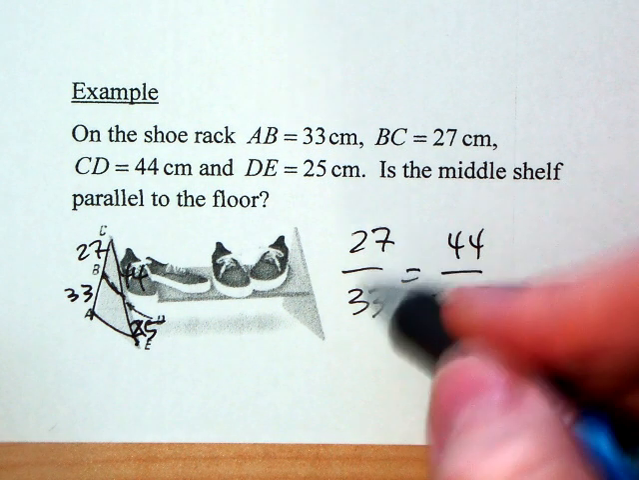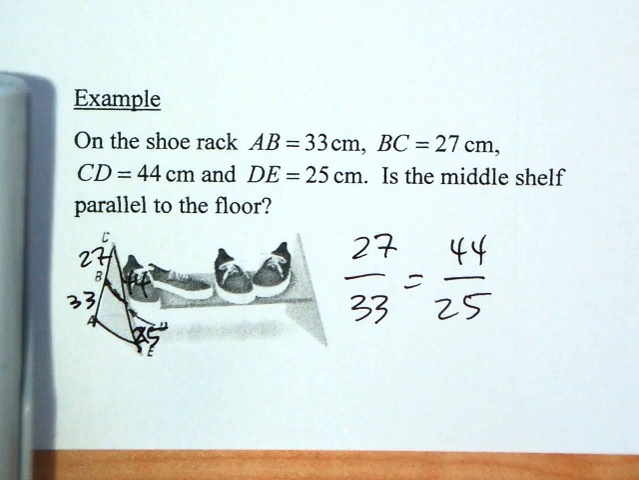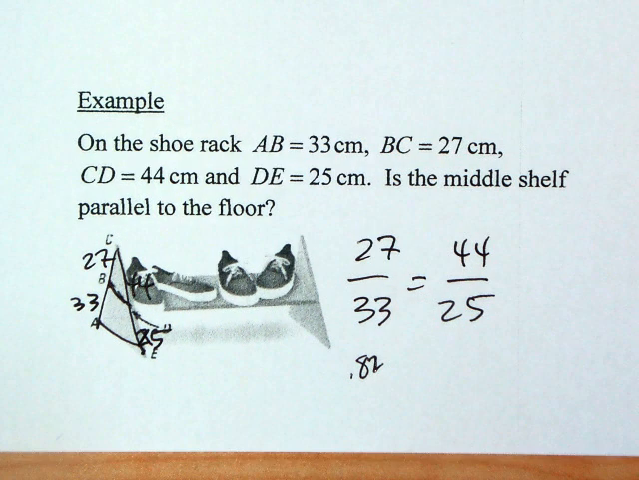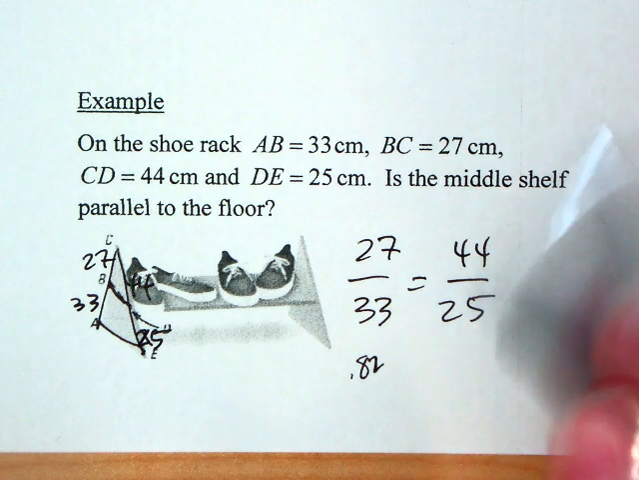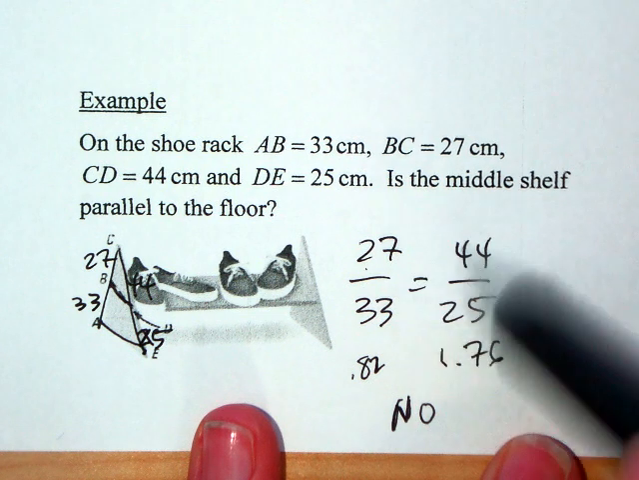And if you reduce these, 27 over 33, let me grab my calculator quick. 27 over 33 ends up to be about 0.81 or 0.82. And 44 divided by 25 is 1.76. So this would be no. It's not parallel since the sides did not stay in proportion.